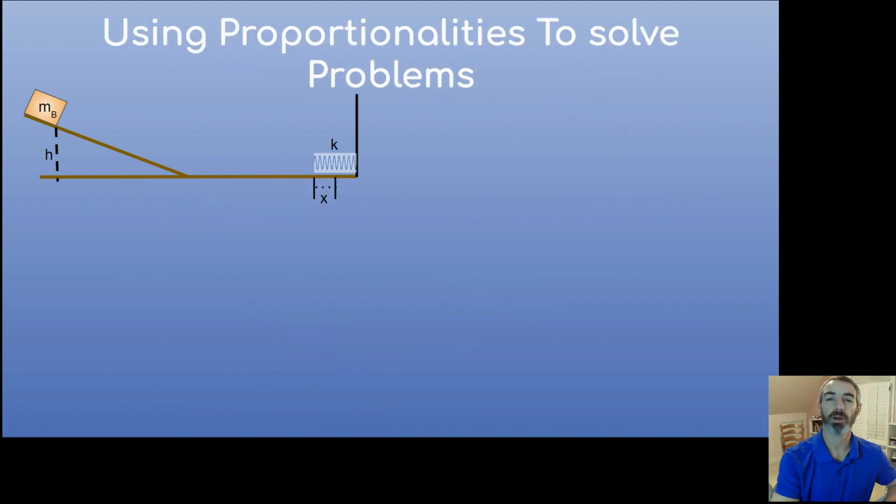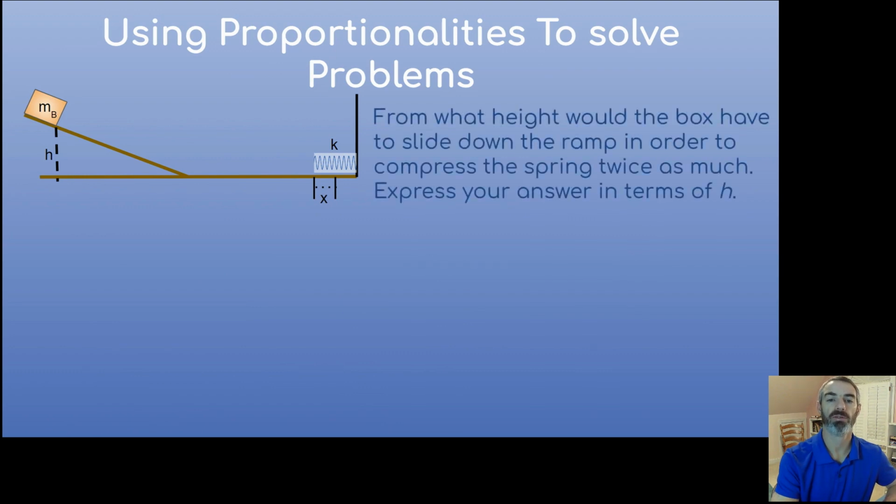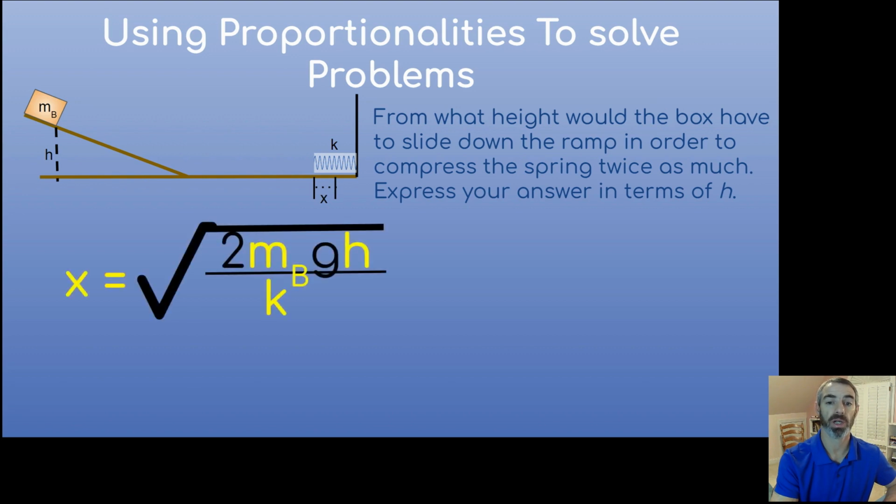Now we're going to take a different approach to this problem. So we're going to use proportionalities to solve this question. So we already have an equation for how far the spring's compressed. And what we want to know is how much higher does it have to be slid down a ramp to compress the spring twice as much. Now you could do exactly the same thing we just did and then substitute in the 2 times x and then figure out how high it's going to have to be. But we have our equation.